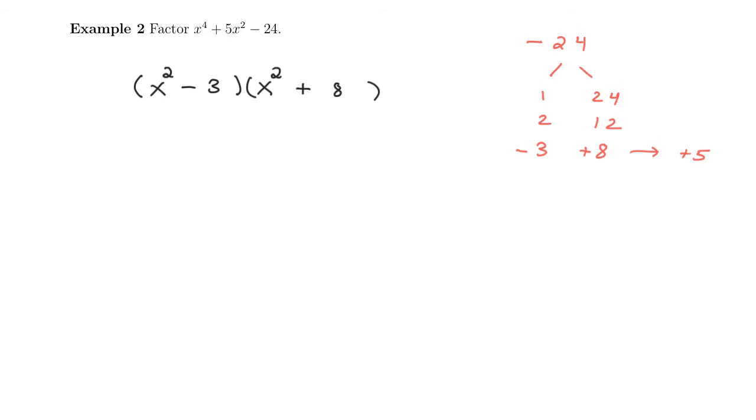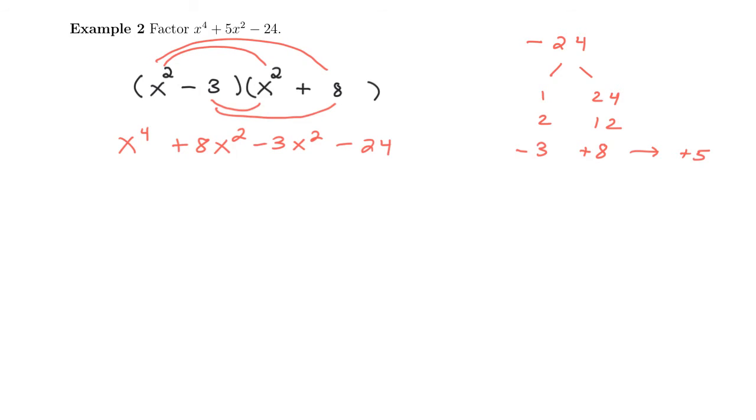At this point you can check your work much in the same way by distributing the x squared, then distributing the negative 3. I'll write that out. We have this times this, which gives me my x to the fourth. x squared times my positive 8 is 8x squared. Then I have negative 3x squared and negative 24. By combining like terms, I see I do end up with my expression in the beginning. So here's my final answer.